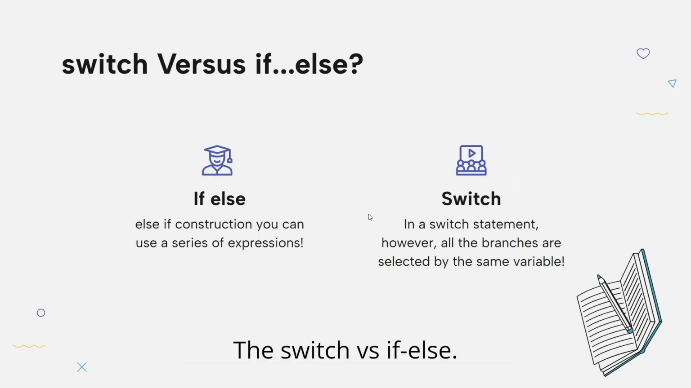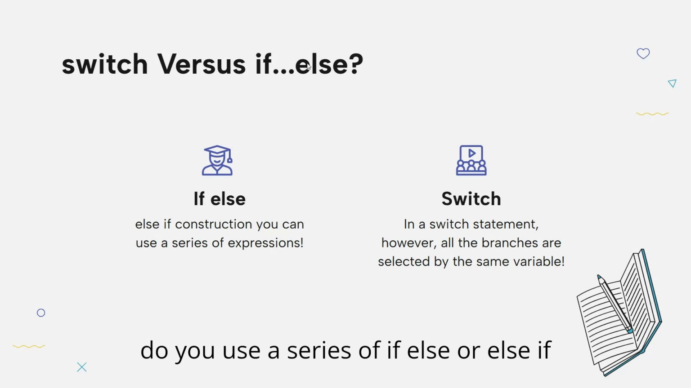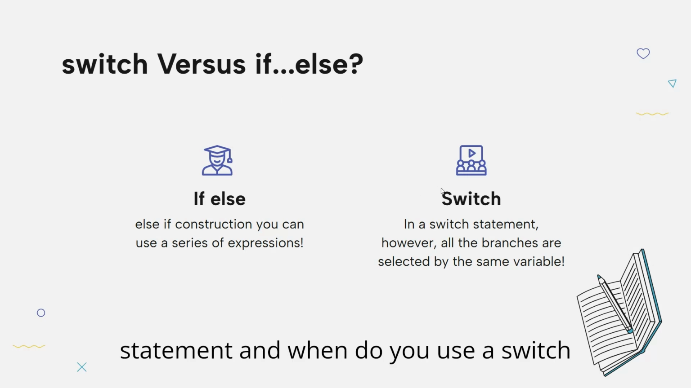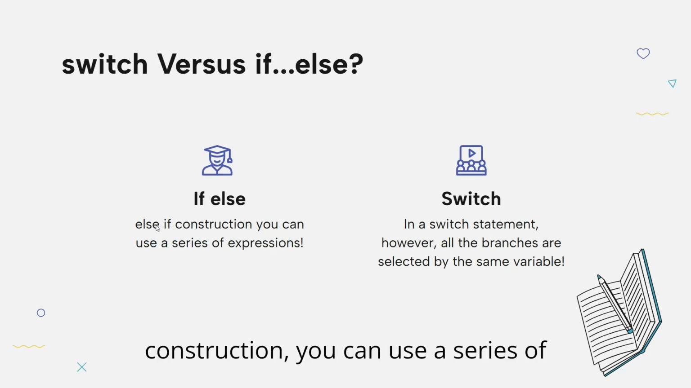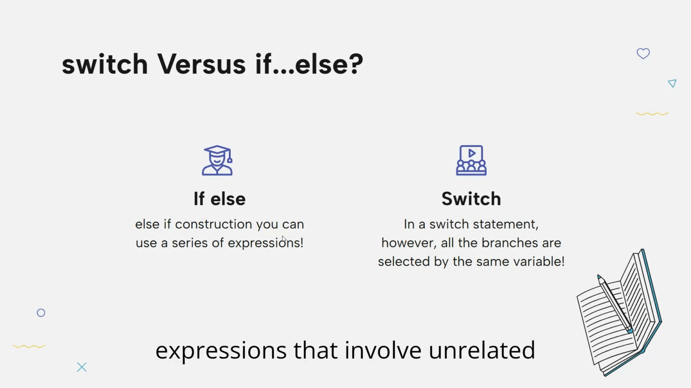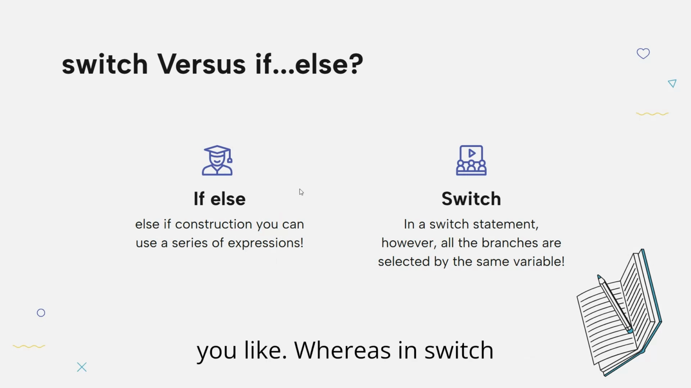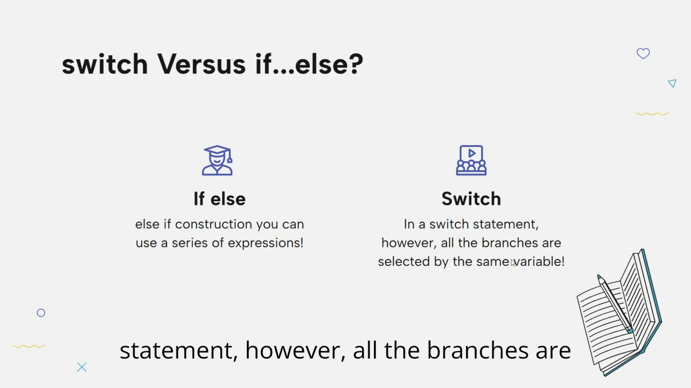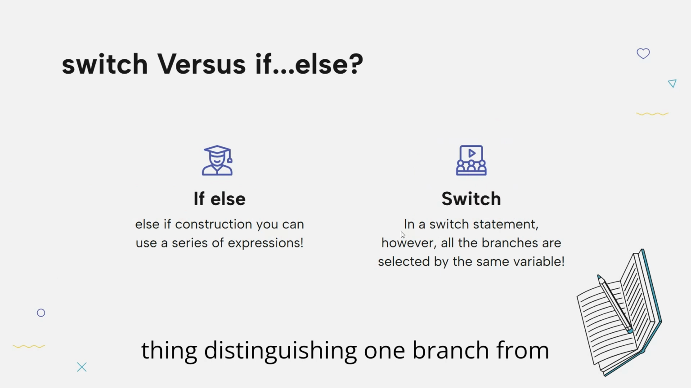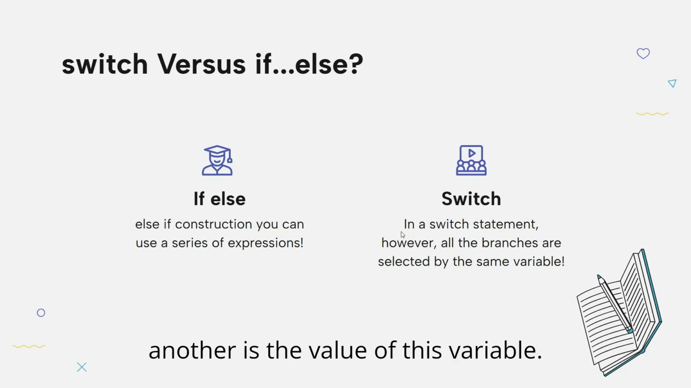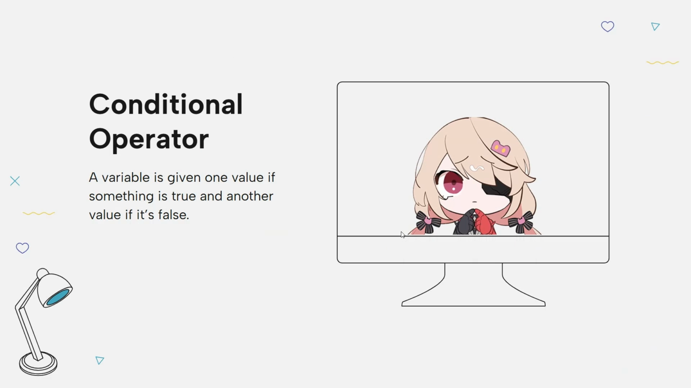The switch versus if-else. When do you use a series of if-else or else-if statements, and when do you use a switch statement? In an else-if construction, you can use a series of expressions that involve unrelated variables and are as complex as you like. Whereas in a switch statement, all the branches are selected by the same variable. The only thing distinguishing one branch from another is the value of this variable.